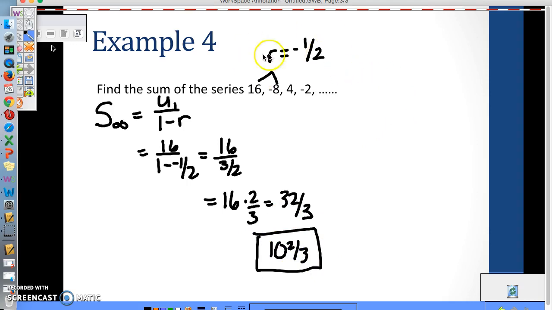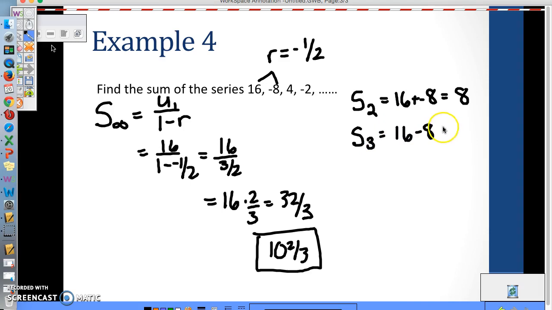Now, if I asked you to find the sum of the first 2 on this one, you could definitely do that. 16 plus negative 8 is 8. The sum of the first 3, we do 16 minus 8 plus 4. So we'd have 12. The sum of the first 4, 16 minus 8 plus 4 minus 2 is 10. And we could keep going here, or we could use that formula.